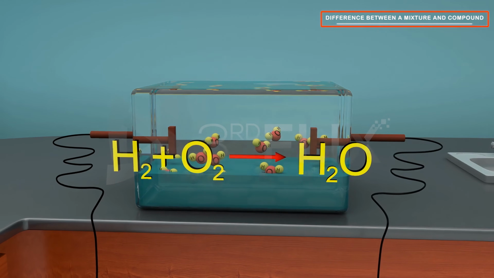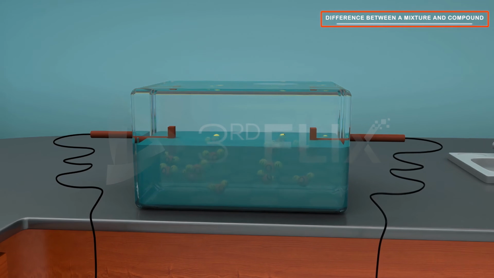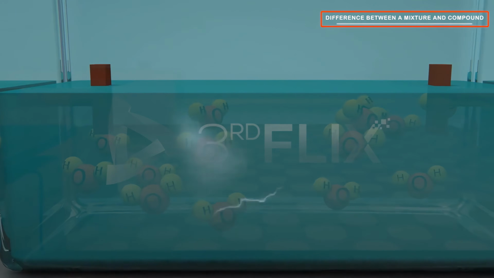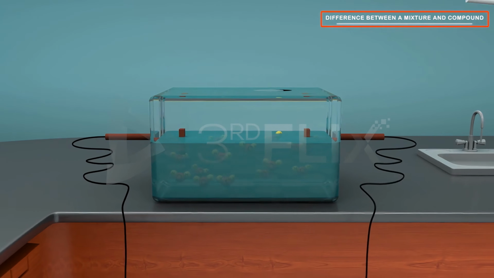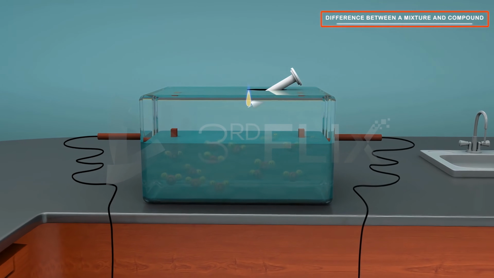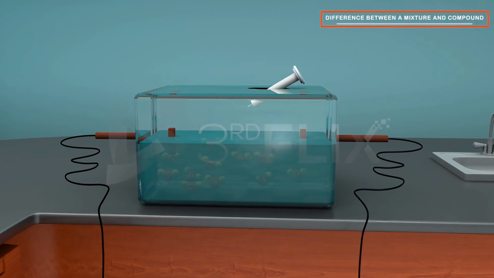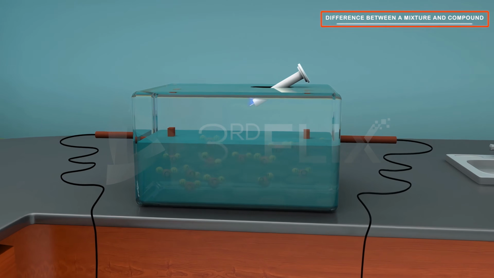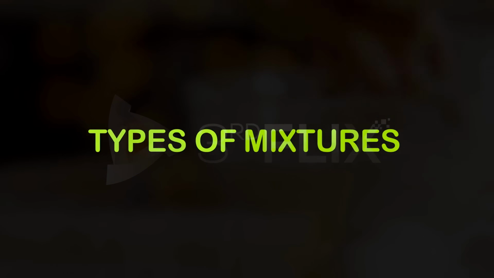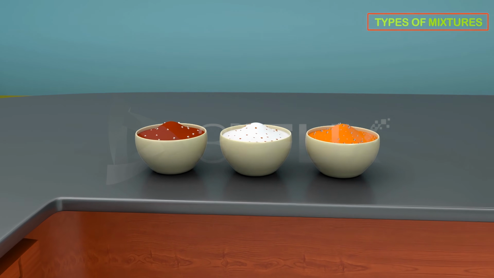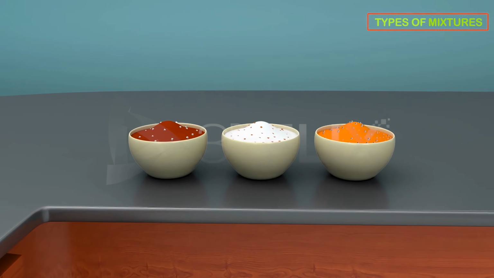Here, water formed is a compound, where each water molecule is made up of two hydrogen atoms and one oxygen atom. If you introduce a burning candle into water chamber, the flame goes off. Compounds do not show the properties of constituents. Types of mixtures: depending upon the nature of the components that form a mixture, we can have different types of mixtures.